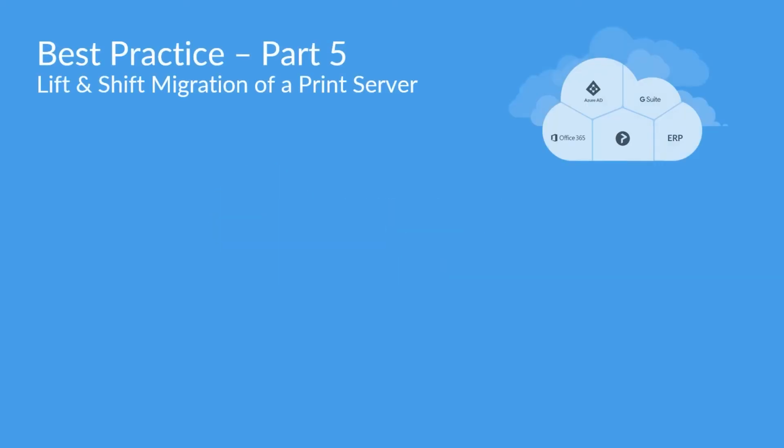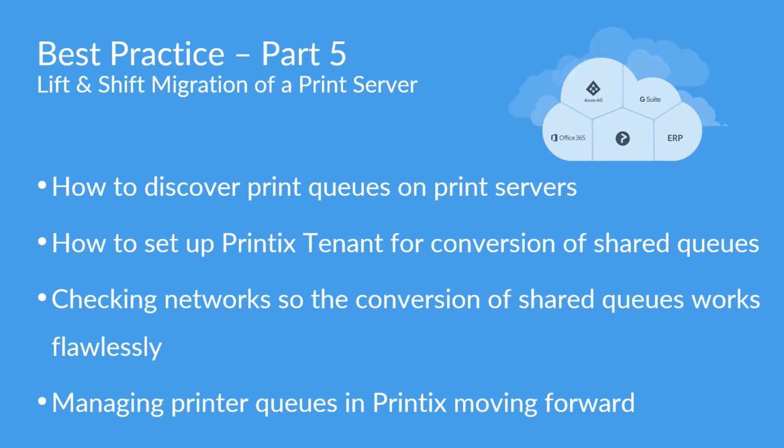This time we'll be talking about a lift and shift migration of an existing print server. So this covers how to discover print server queues, so the queues that are actually set up on the print server, how to set up Printix Tenant, so we can convert those queues that are shared and mapped to client computers, and then checking the networks so that the conversion actually runs flawlessly throughout your organization. And finally, we'll close with managing printer queues in Printix moving forward.